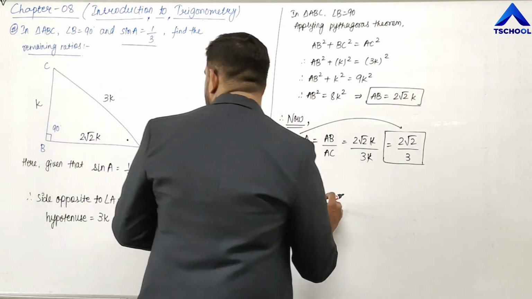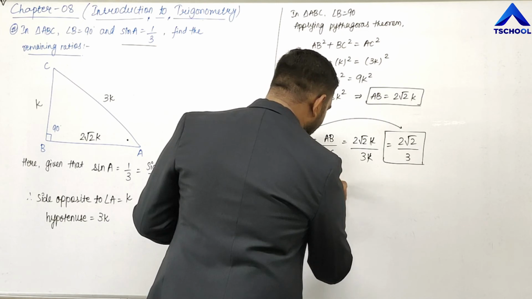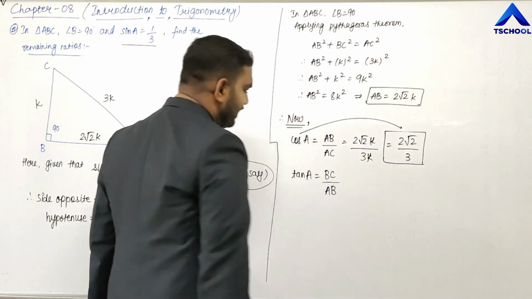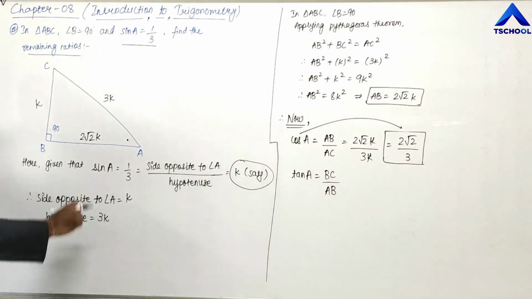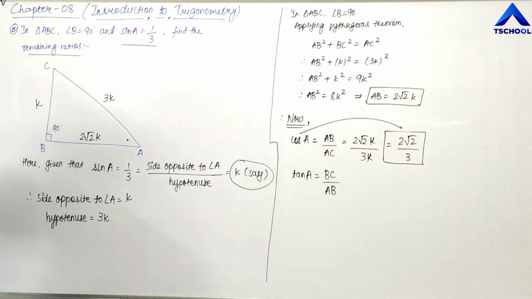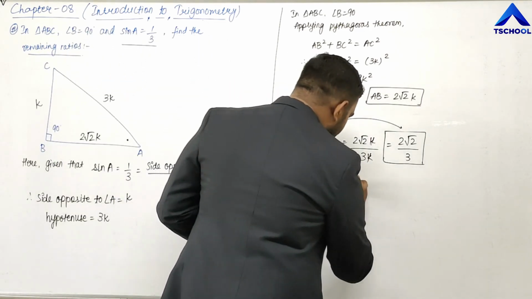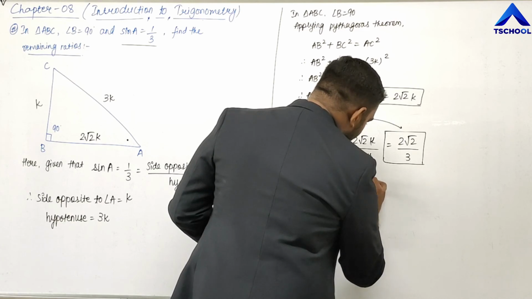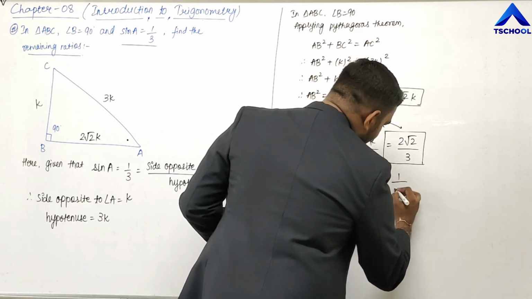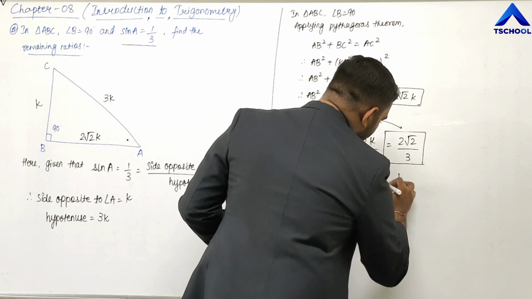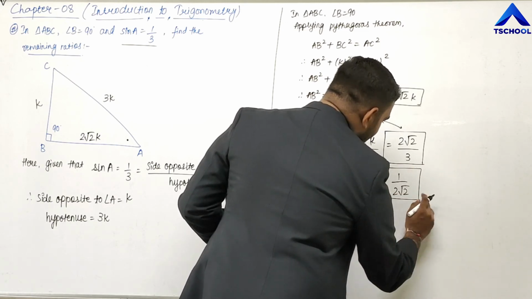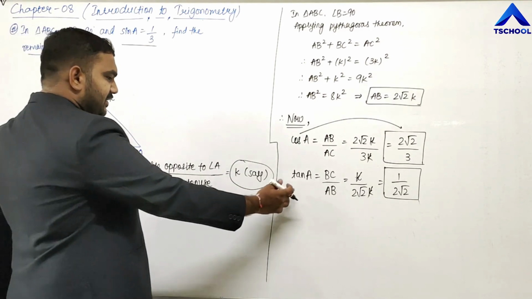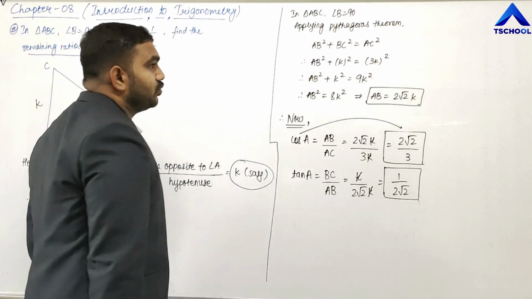So side opposite to angle A, that is BC, upon side adjacent to angle A, that is AB. So tan A is basically BC upon AB, which is equal to k upon 2 root 2 k. The k and k can be cancelled, which is equal to 1 upon 2 root 2. So we got the second required ratio, that is tan A is equal to 1 upon 2 root 2.